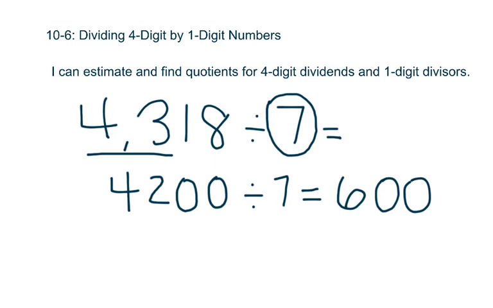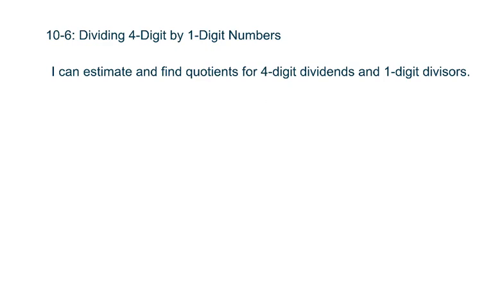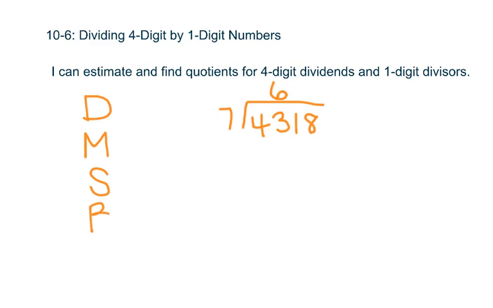And then I'm going to actually solve this problem. So I'm going to record it in my long division format. 4,318 divided by 7. How many times does 7 go into 4? It doesn't. So how many times does 7 go into 43? It goes in 6 times. Already I can tell that I'm on the right track because my estimated quotient was 600, and right now I have a 6 in the hundreds place. 6 times 7 is 42. I'm going to subtract and bring down.